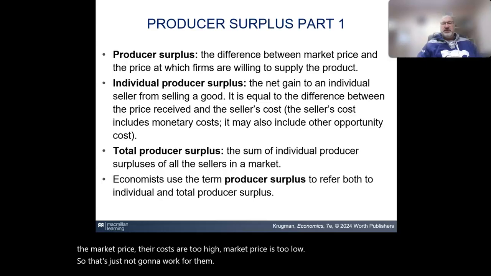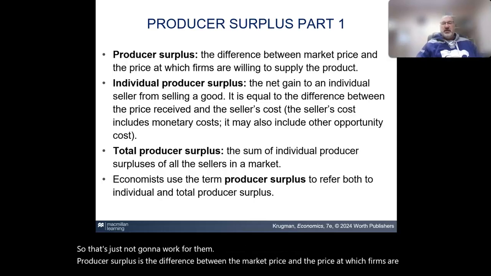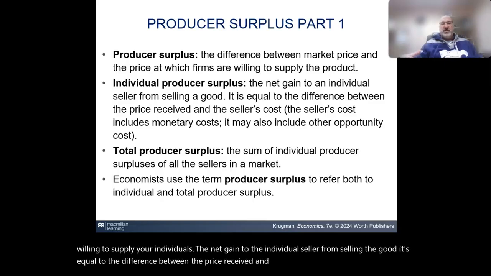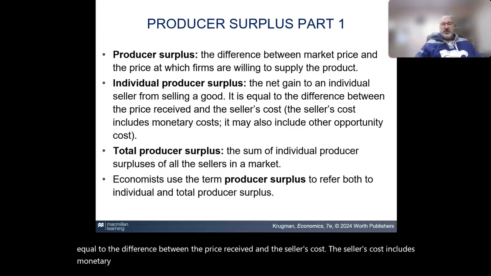Producer surplus is the difference between the market price and the price at which firms are willing to supply. Individual producer surplus is the net gain to the individual seller from selling the good. It's equal to the difference between the price received and the seller's cost. The seller's cost includes monetary cost, but may also include opportunity cost. We just always assume marginal cost. This is the only one I've ever seen that does it that way.